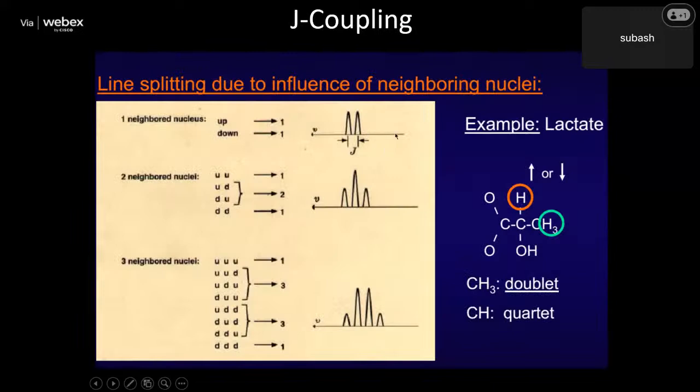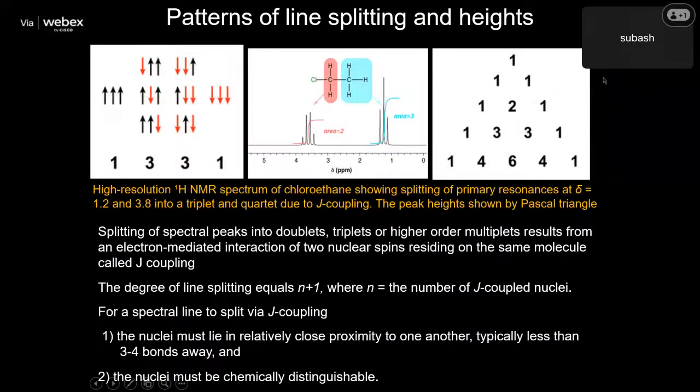So I think all of you know how this J coupling takes place. This is an example of lactate, and lactate has a doublet and a quartet at different chemical shifts, which we'll see in subsequent slides. You all know this Pascal triangle: the quartet has four peaks, and the ratio of the amplitudes is 1-3-3-1.